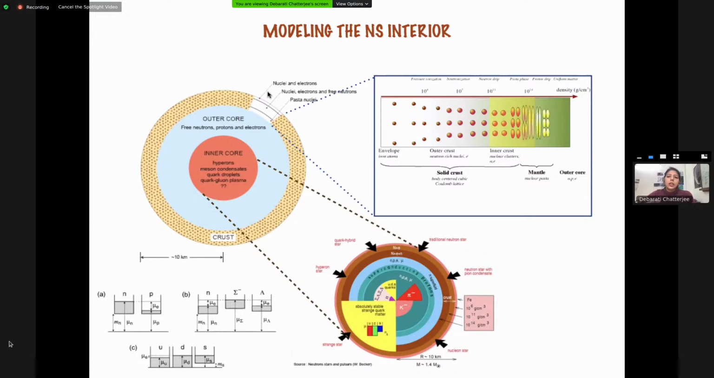that appear become more and more neutron rich. So you can see on the cross section on the right that as we go from the surface towards what is called the outer crust, you see more and more neutron rich nuclei embedded in a sea of electrons. Then at a certain point, the nuclei become so rich in neutrons that these neutrons start to drip out of the nuclei. So this is called the inner crust, and the density is called the neutron drip density.